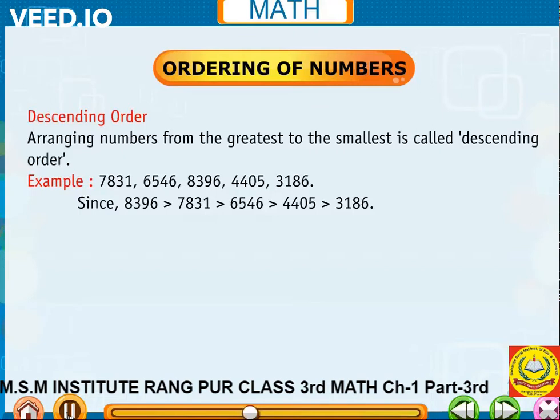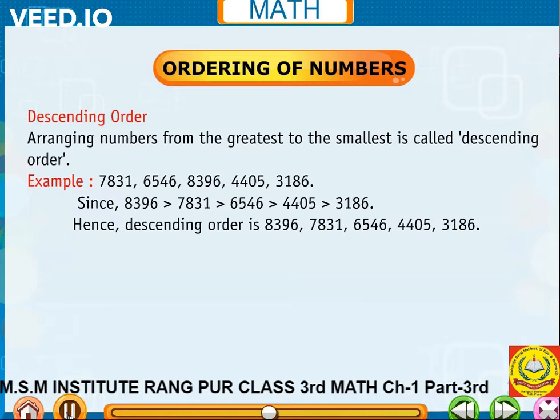8396 is greater than 7831, which is greater than 6546, which is greater than 4405, which is greater than 3186. Hence, the same order is 8396, 7831, 6546, 4405 and 3186.